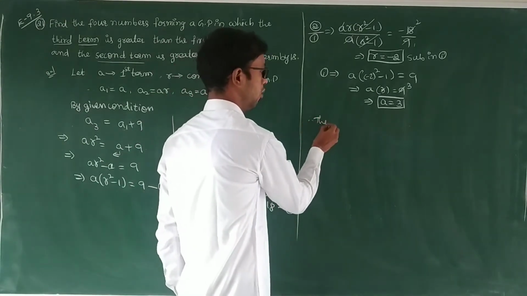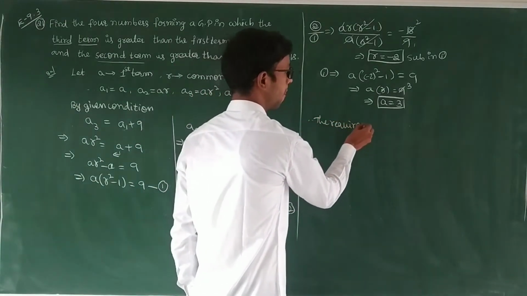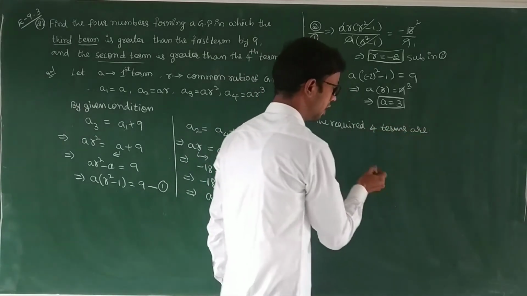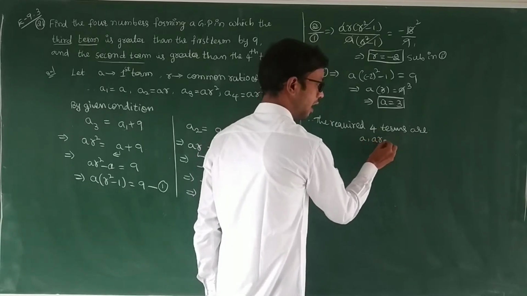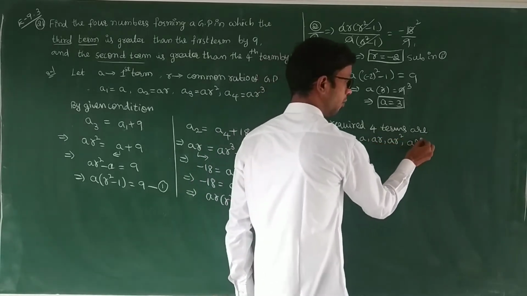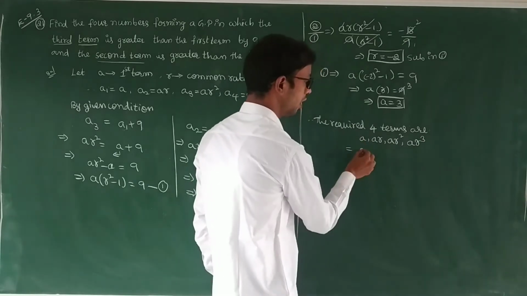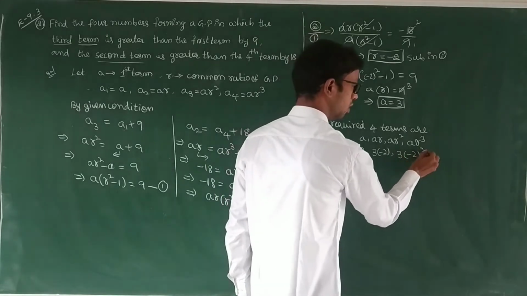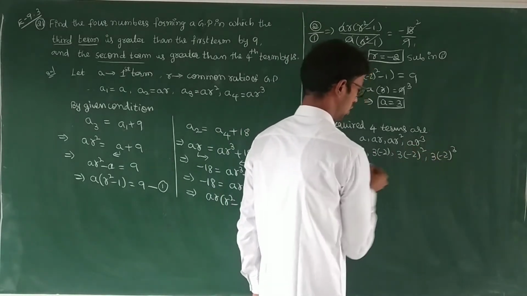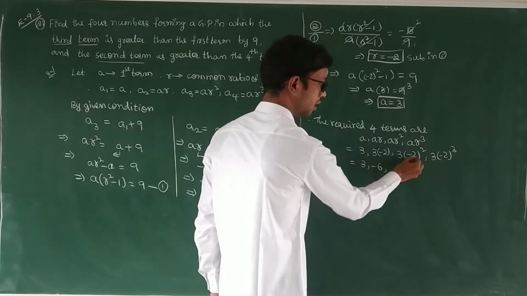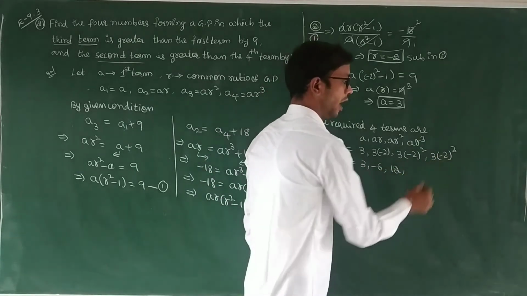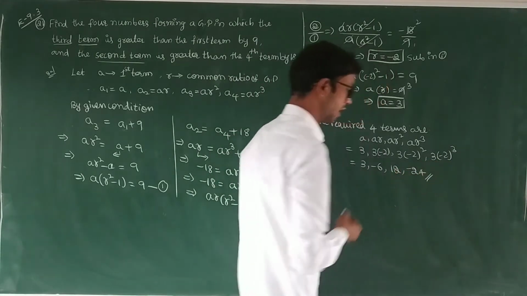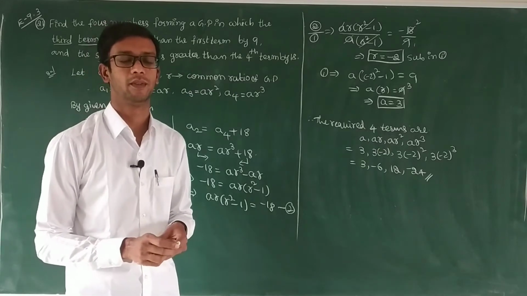Therefore, the required four terms are A, AR, AR square, AR cube. Here that is 3, 3 into minus 2, 3 into minus 2 whole square, 3 into minus 2 whole cube. So 3, minus 6, 12, and 8 threes are 24, so minus 24. These are the four required terms.